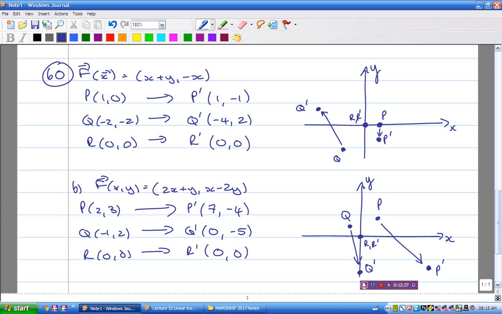Okay, why don't you give number 61 a try? Now, number 61 is similar. There's a bunch of points, quite a few points. How many altogether? 1, 2, 3, 4, 5, 6, 7. 7 points.